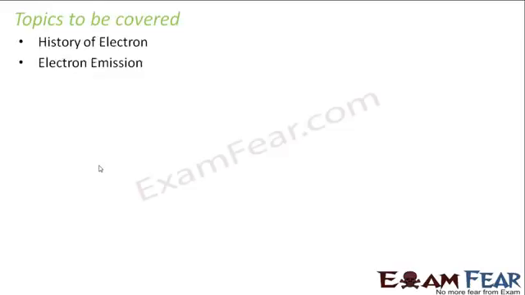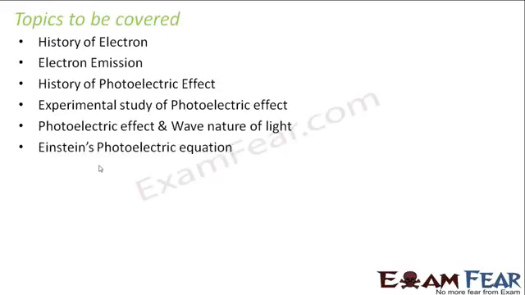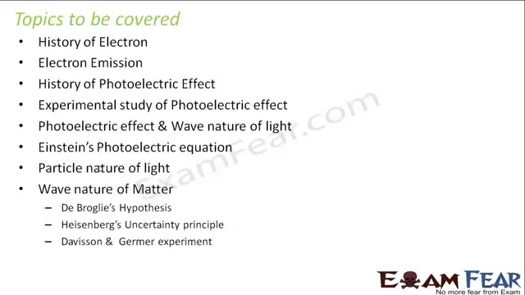Topics to be covered in this lesson are history of electron emission, history of photoelectric effect, experimental study of photoelectric effect and wave nature of light, Einstein's photoelectric equation, particle nature of light, and wave nature of matter, which would include de Broglie's hypothesis, Heisenberg's uncertainty principle, and Davisson and Germer experiment.